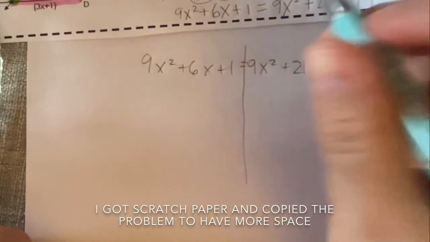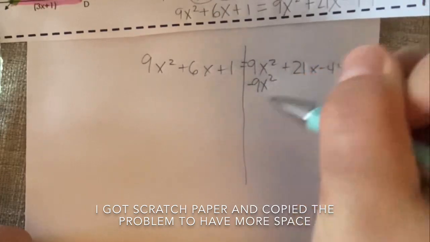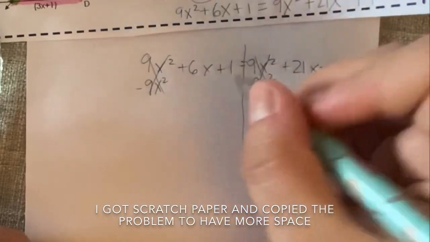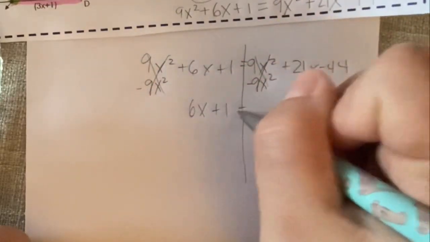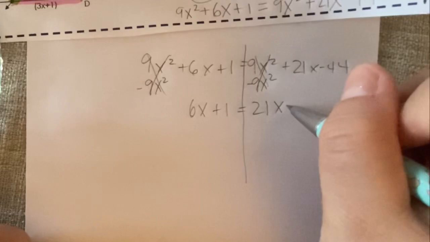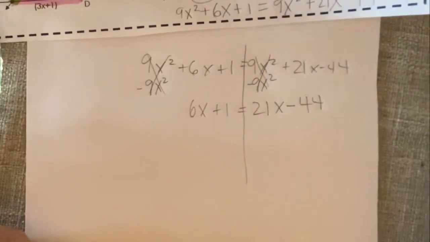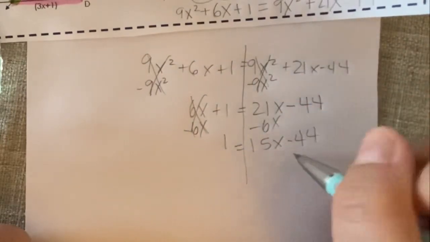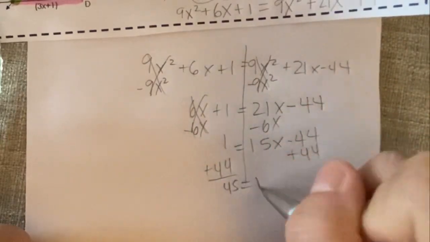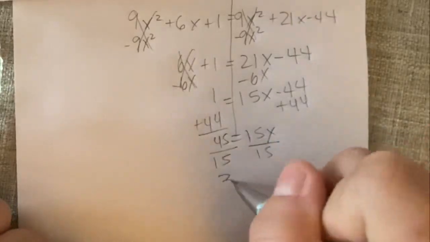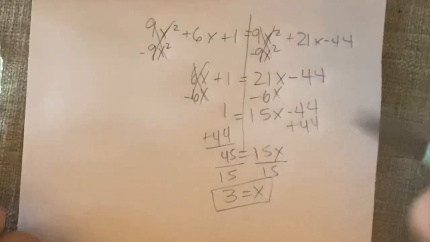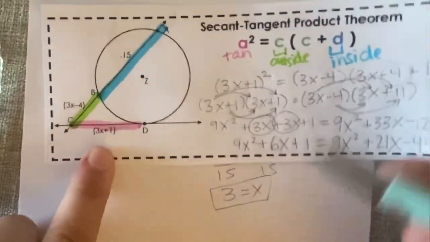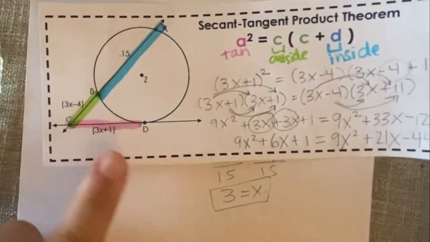We're going to start with the highest power term again. And you'll actually notice that we have 9x squared on both sides that will cancel out, leaving us with 6x plus 1 equals 21x minus 44. Three equals x. And then, just like all the others, if we want to find the actual segment lengths, we can just substitute in that 3.